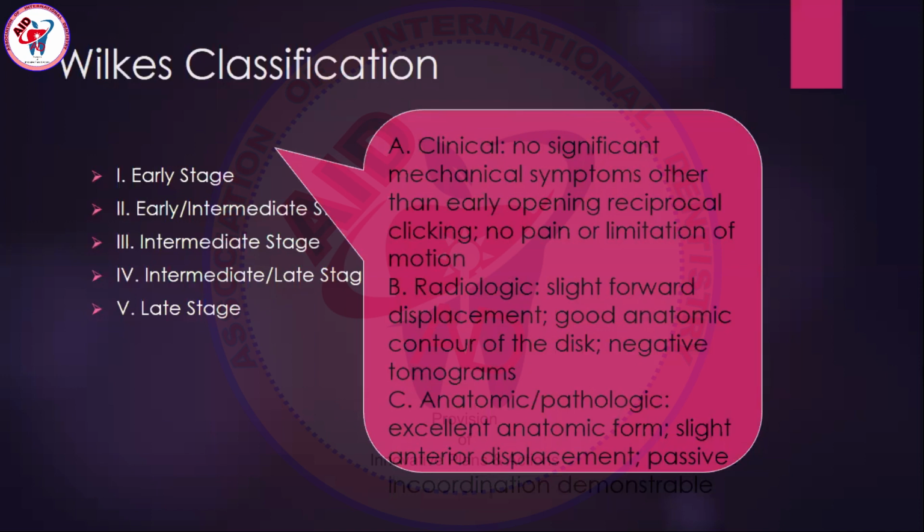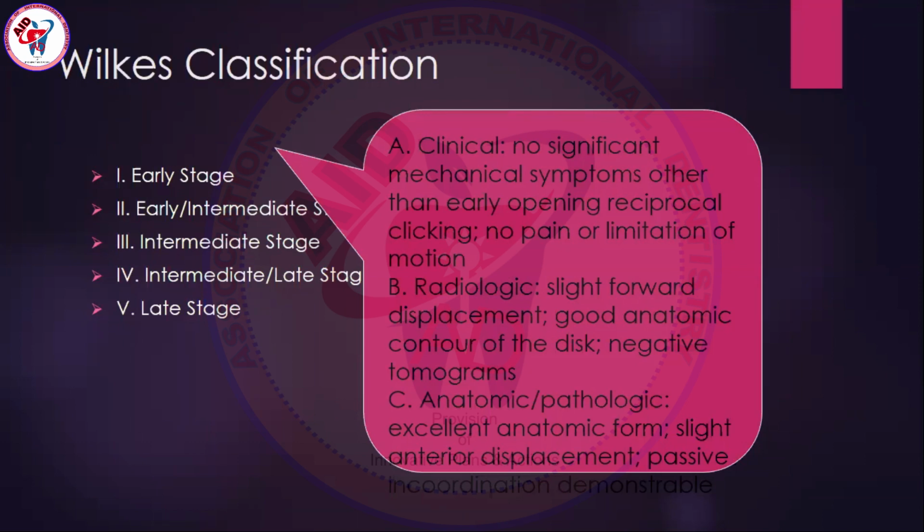Clinically and radiographically, there is slight forward displacement of the disc, good anatomical contour of the disc, and negative tomograph, meaning on MRI you will not find anything. You can see nothing in MRI. Anatomically and pathologically, there is slight anterior displacement of the disc, and passive incorporation is absolutely normal.